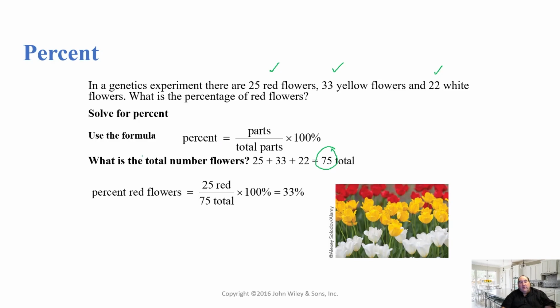And in this case, the percentage of red would be our 25, which is how many red we have, over the total, times it by 100, which gets us to 33% of the flowers are red. We obviously could do that for the other ones. For yellow, we could take 33 divided by 75 times 100. And for white flowers, it would be 22 divided by 75 times 100.